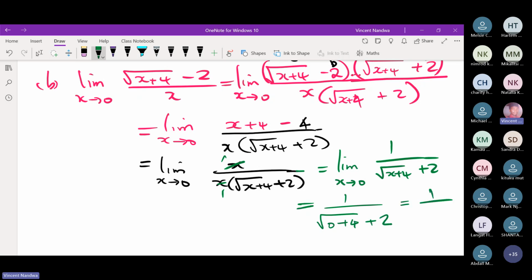So 0 plus 4 is 4, square root of 4 is 2, so 2 plus 2. So the final answer will be? A quarter.